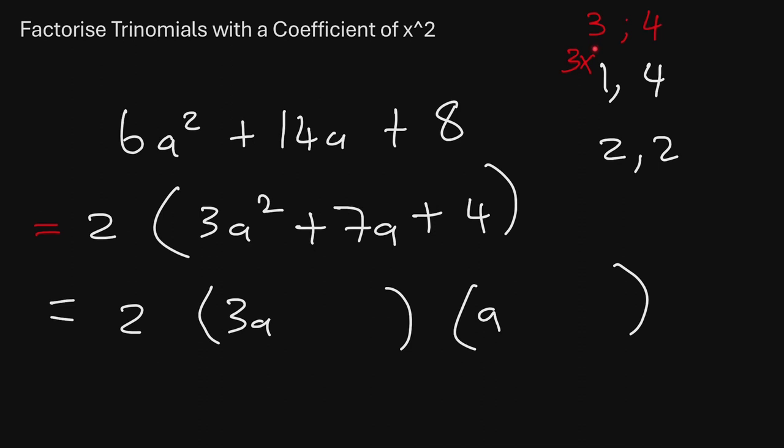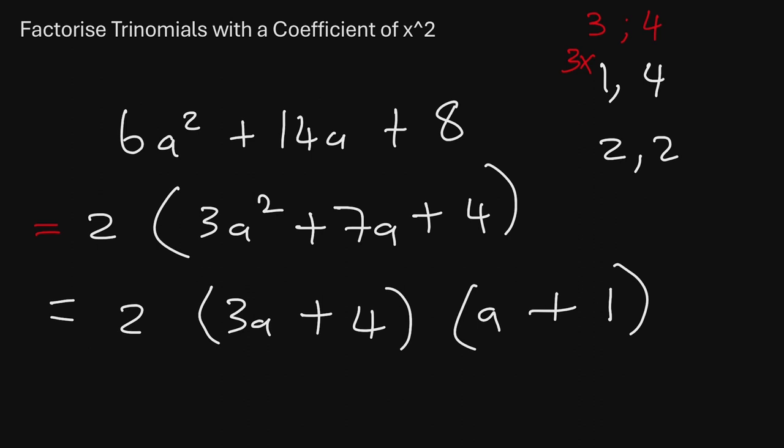But now the factor of 1 must be on the side that will multiply with the coefficient of x². So the 1 is going to be on this side and the 4 will be on this side. And then now the last sign is positive. This means our signs have to be the same, and we take the sign of the middle term, which is positive. And that is how you would factorize the problem.